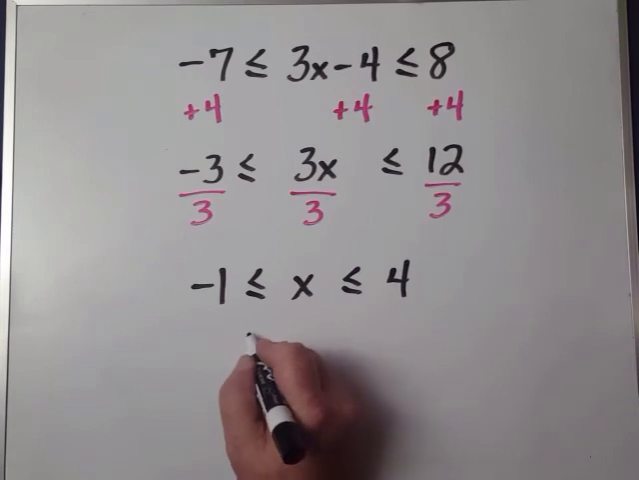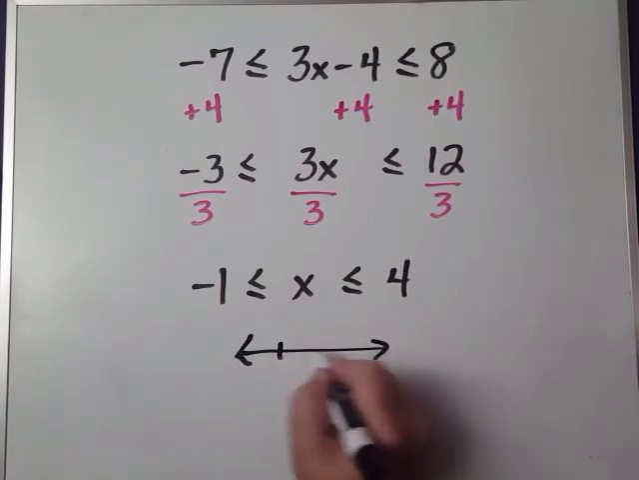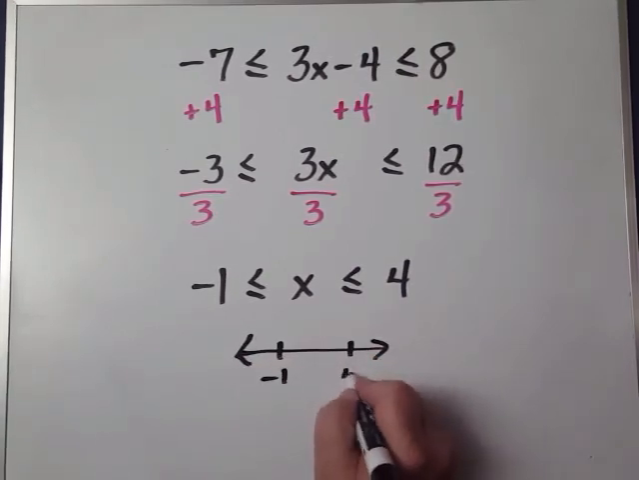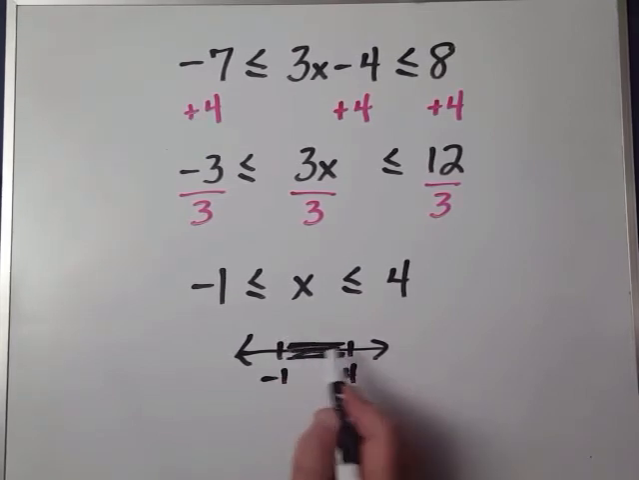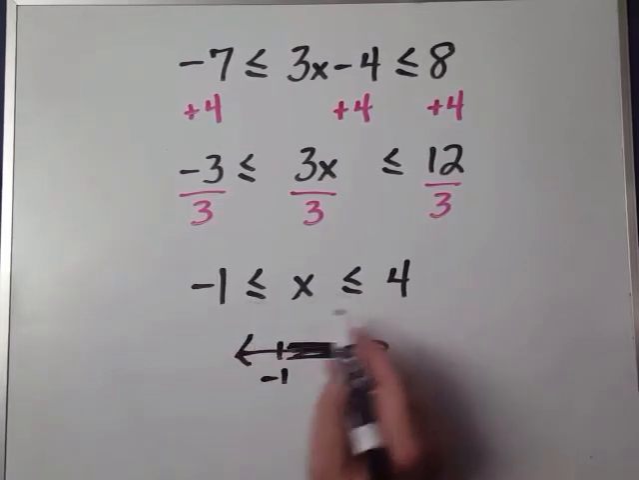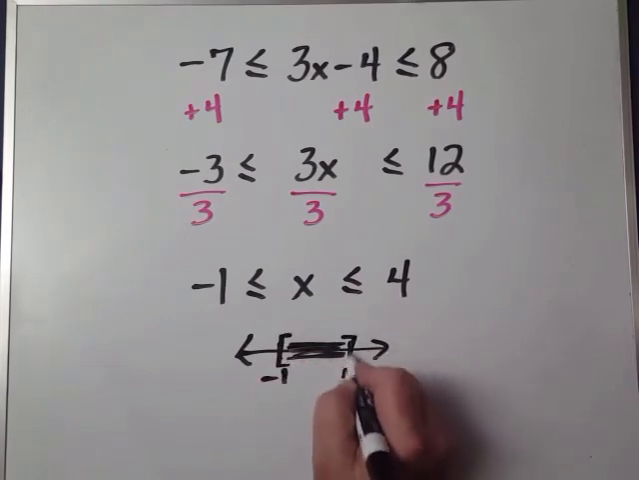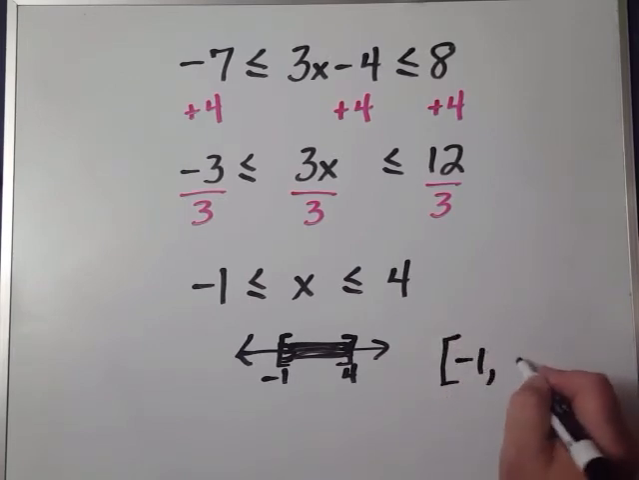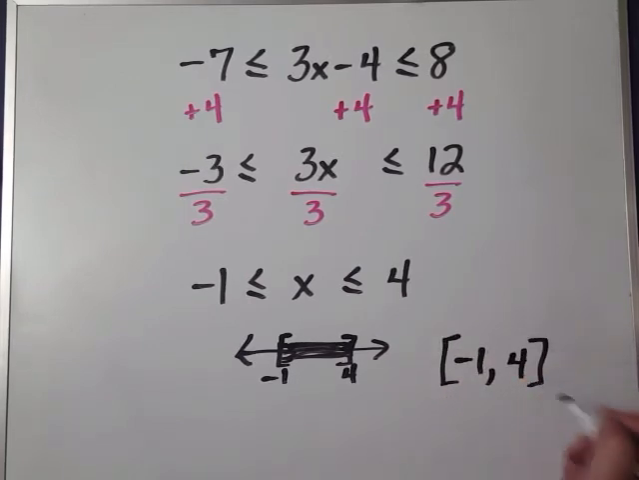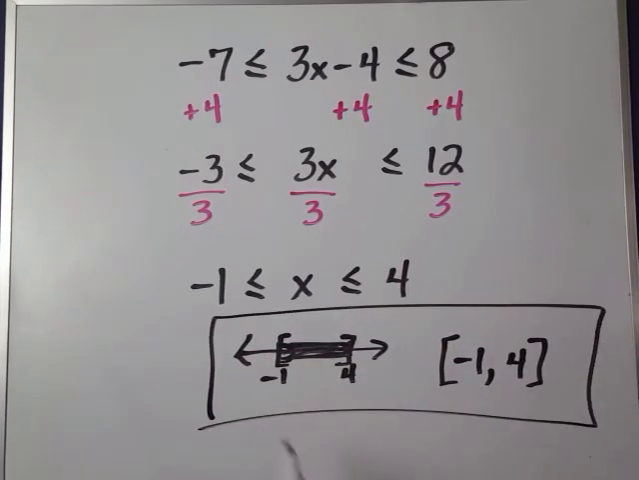Our graph, we'll shade in everything between negative 1 and positive 4. We are including both endpoints with those equal bars, so they both get square brackets. My interval is the closed interval on negative 1 to positive 4. She had asked for the graph and the interval notation.